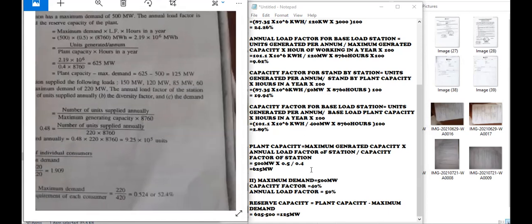We are done. Maximum demand, yes. Is this 500 now? See it here. Maximum demand is the same thing as maximum generated capacity? Yes. What your plants can give out is what they are demanding from it. So this is the maximum generated capacity from the plant. It's still the maximum demand. The generated capacity and demand.